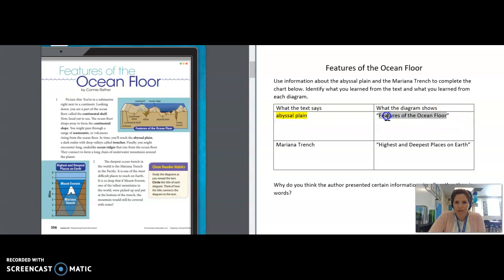And then you're going to connect it to this nonfiction text feature, the features of the ocean floor. So what did you learn from this diagram? Then you're going to go over here and read a little bit about the Mariana Trench. And then you see this graphic right here, the highest and deepest places on Earth. There's a graph here. So you're going to tell me what you learned from that graph in addition to what you learned in the text.